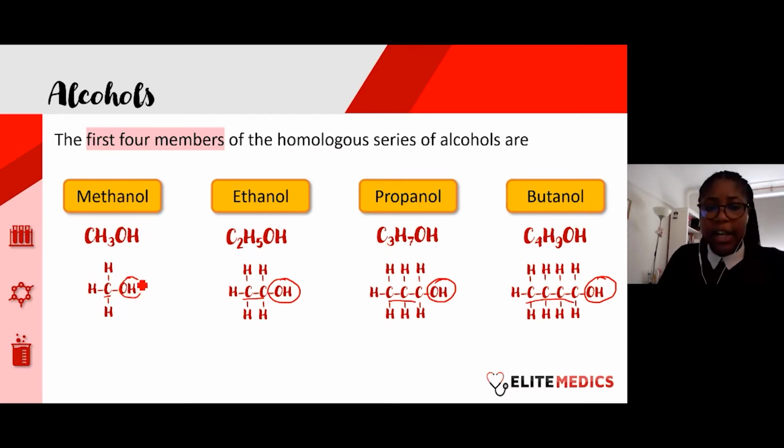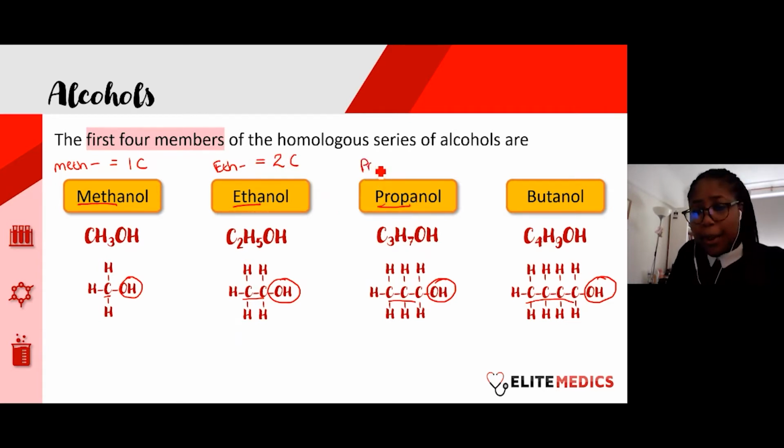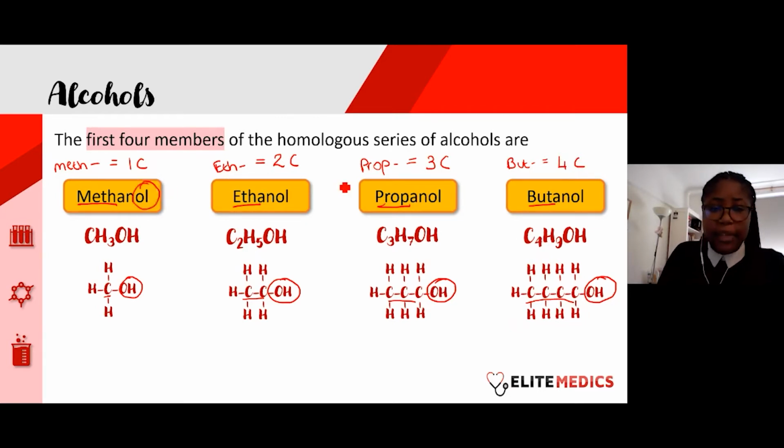And the names of the compounds can actually tell you how many carbon atoms are going to be in that compound. So if the compound's name starts with meth, that tells you that the compound is only going to contain 1 carbon atom. If the compound's name starts with eth, that tells you that the compound is going to contain 2 carbon atoms. If the compound's name starts with prop, that tells you that there are going to be 3 carbon atoms. And if the compound's name starts with but, that tells you that there are going to be 4 carbon atoms within the compound. And you might also notice that all of the compounds' names end with ol. And that's because they're all alcohols. So all compounds that belong to the alcohol homologous series end with an ol.